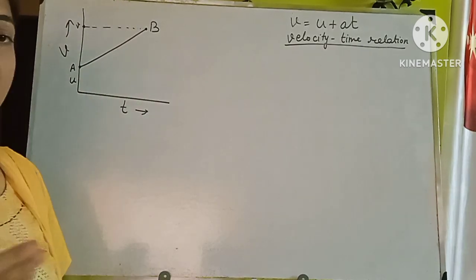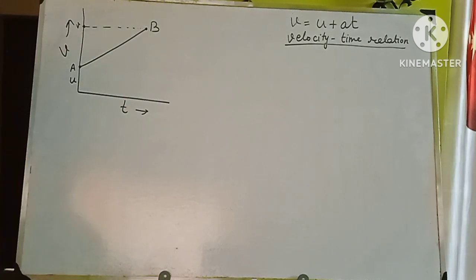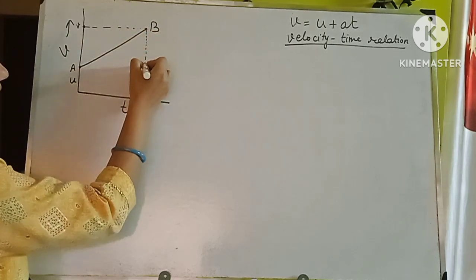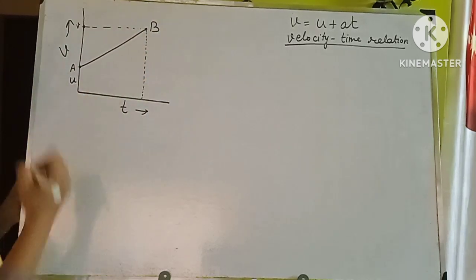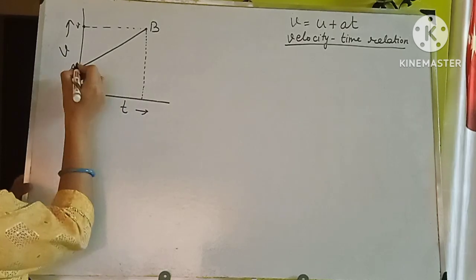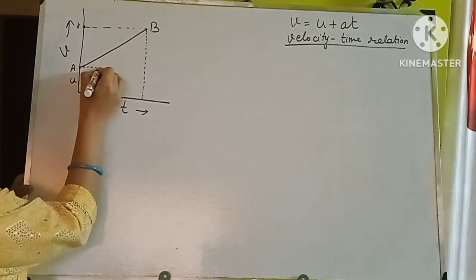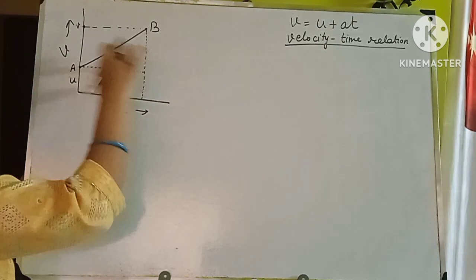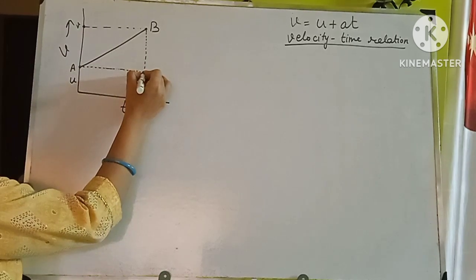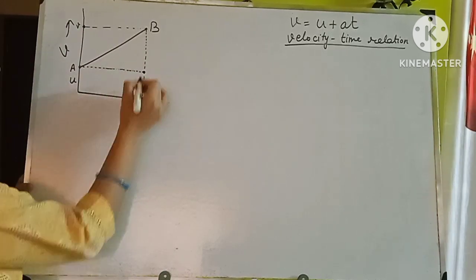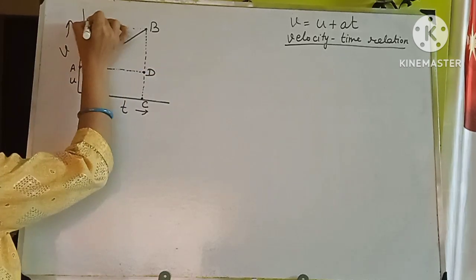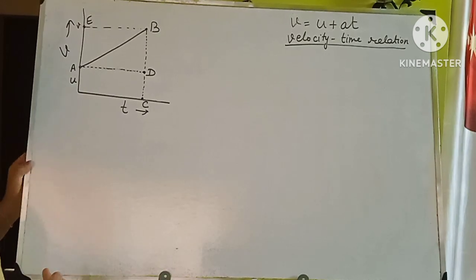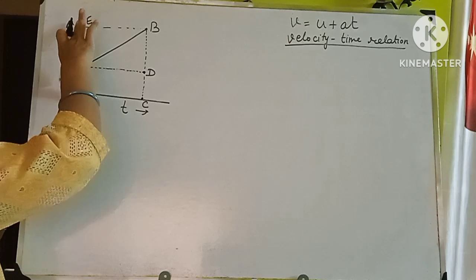Now to do the graphical derivation, we are going to make a perpendicular from B on the time axis, and also a horizontal line from A that is parallel to the time axis. Let us mark these points as C, D and E. This is just marking the points so that writing the derivation becomes easy. So this much is U, this much is V.